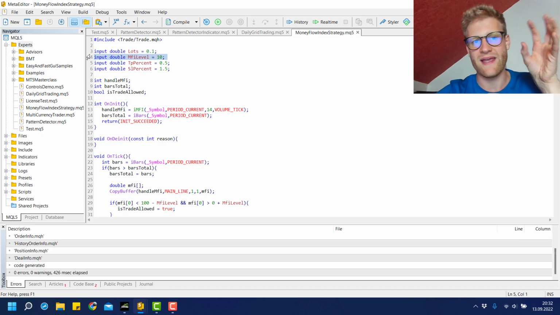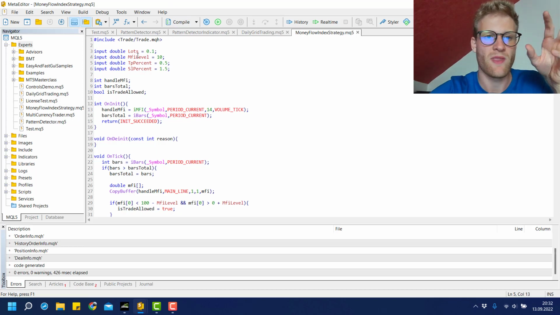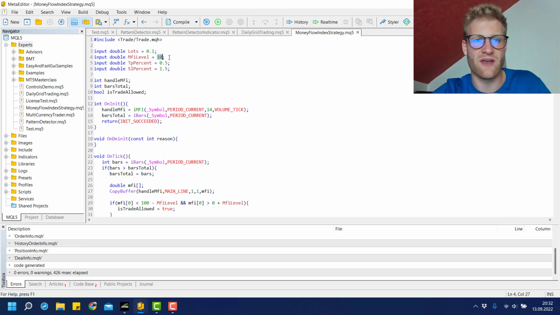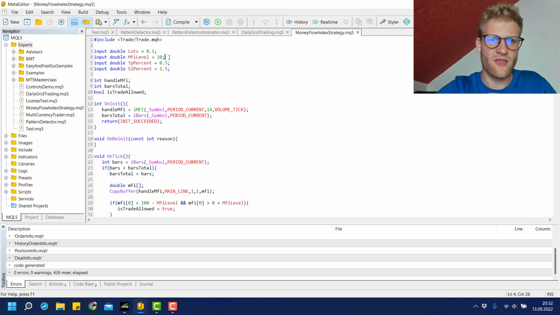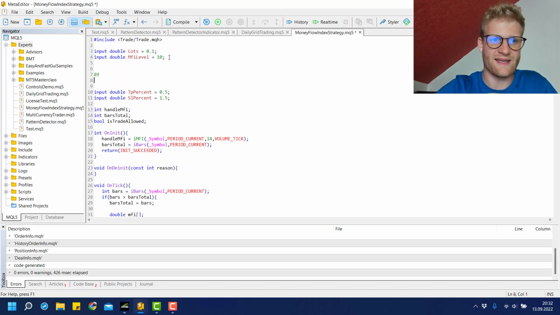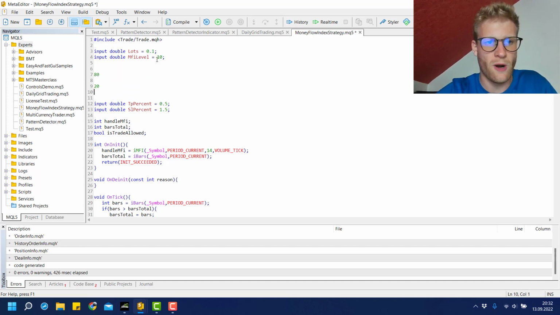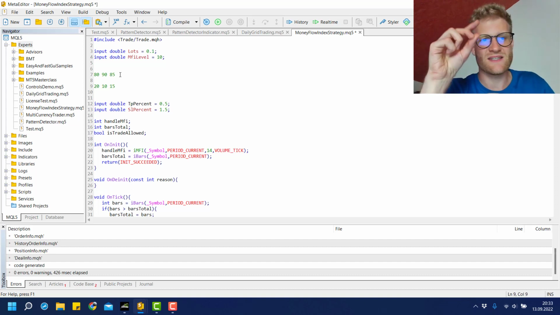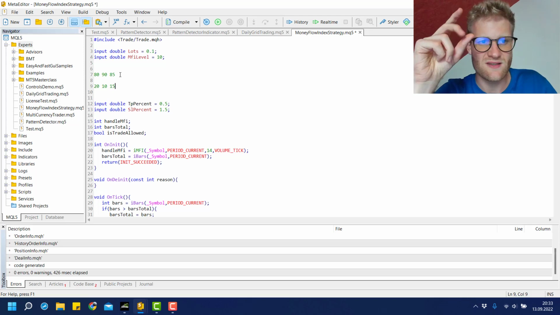Instead of the MFI buy and sell level, I only have the MFI level now, which is a default of 10. Because for the buy and sell level, we had 80 and 20 before, and these levels are 20 below 100 and 20 above 0. So we could do the same with 90 and 10, right? Or 85 and 15. So the distance from 100 is always the same as from 0.